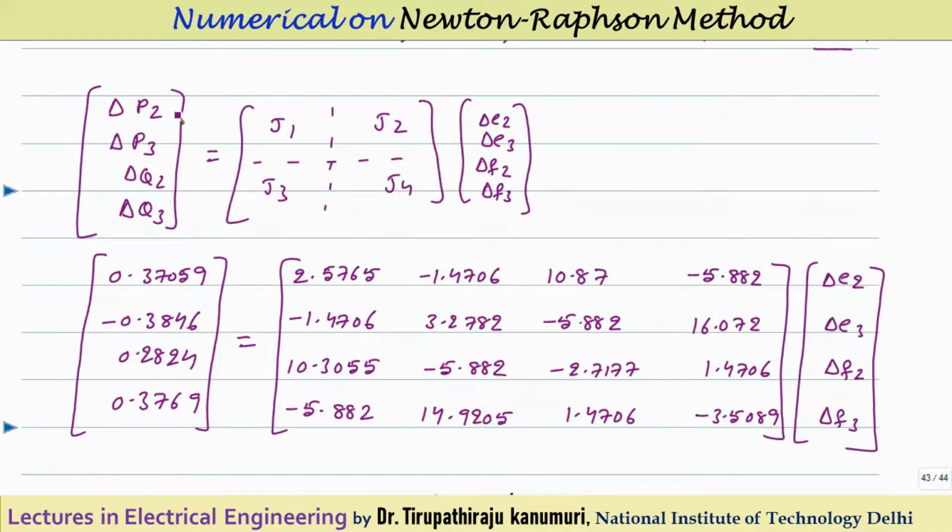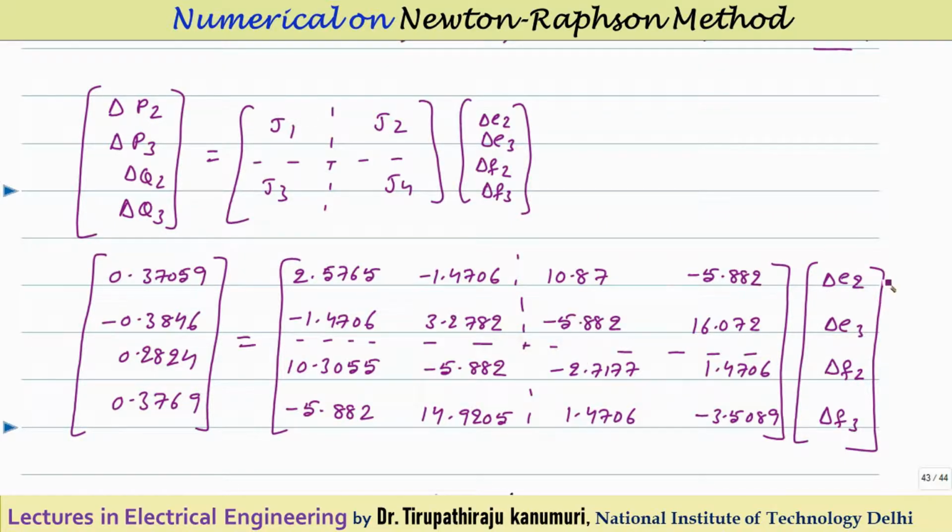We have already calculated delta P2, that is 0.37059. Delta P3 we calculated as minus 0.3846, and delta Q2 is 0.2824. Delta Q3 is 0.3769, equal to the Jacobian, each submatrix, because these are my subblocks. This is my Jacobian matrix subblock 1, this is J2, J3 and J4. This will be multiplied with delta E2, delta E3, delta F2 and delta F3.